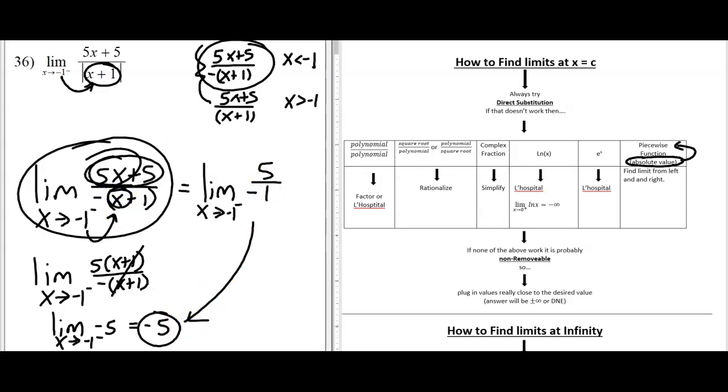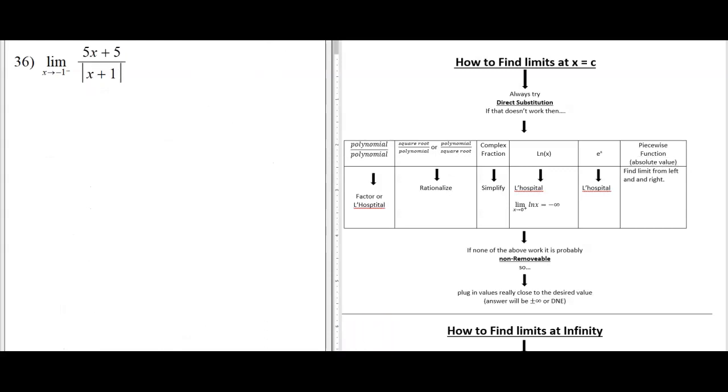So it doesn't really matter whether you use factoring or L'Hopital. Anytime you have a polynomial where you end up with a 0 over 0 situation, either method works. They both give you the same answer. All right? So there's that.